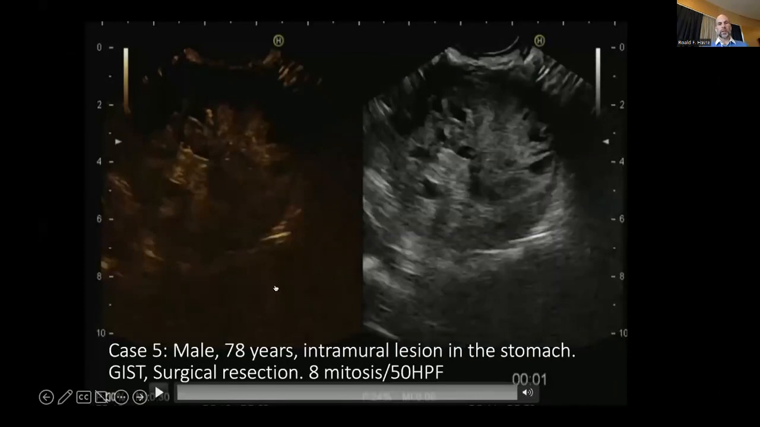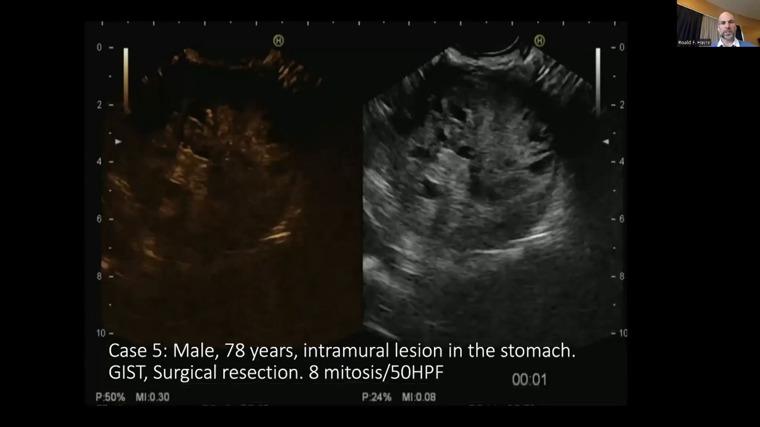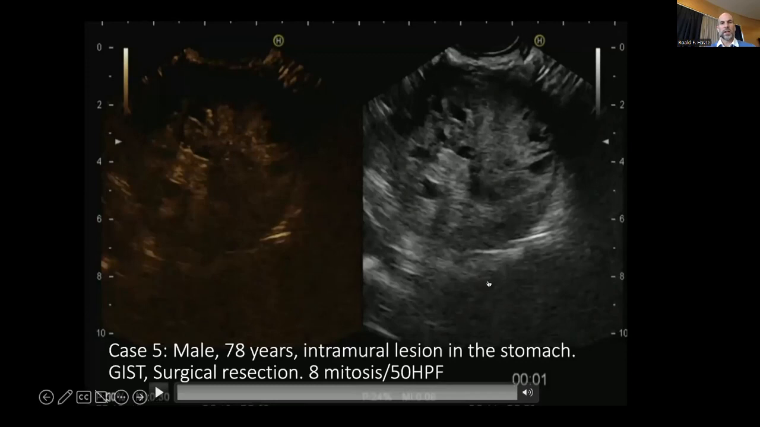And then I will show you one case of an intramural tumor. This is a male patient, 70 years old, with an intramural lesion in the stomach. So we get the answer already. It's a GIST. It was surgically resected, and it had 8 mitoses per high-power field.